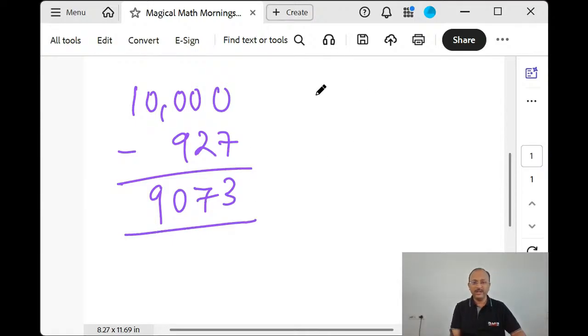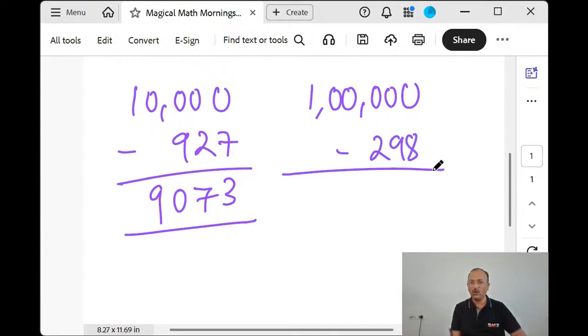One more. Let's take 1 lakh. From this, I want you to subtract 298. That's it. Very small number. Type the answer quickly. So he got the catch. He is answering faster than everyone. What about others? Oh, that was the previous answer, I think. Type the answer for this one.